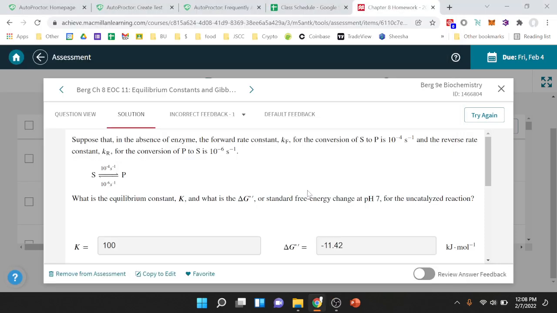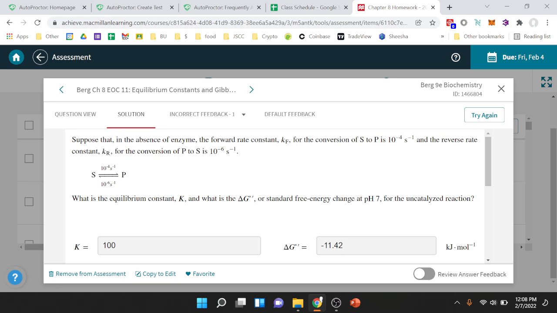All right, so suppose that in the absence of enzyme, so this doesn't have a catalyst, right? It's the one without the enzyme. The forward constant, this is a rate constant. Notice the small k, meaning it's for a reaction going in one direction, right? And this would be how many times per second or minute, in this case per second, this reaction would go, right? This is that chapter with the rate constants in general chemistry, if you're curious.